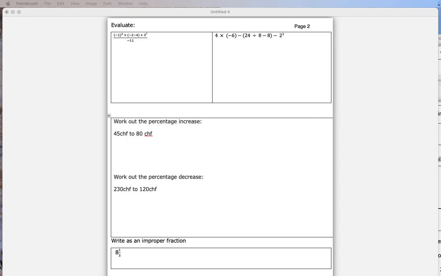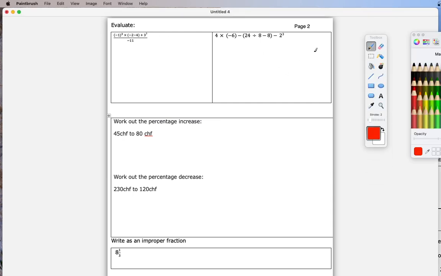All right, here we are on page 2. There's a few different questions here. If we take a look at them, here we have "evaluate." A lot of you have trouble understanding what the word evaluate means. What we're going to do is just use our calculator and order of operations to solve these.